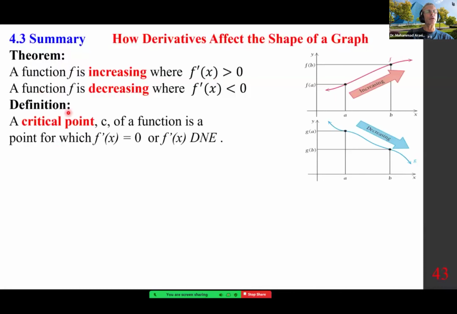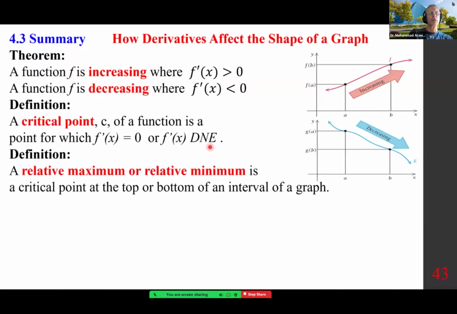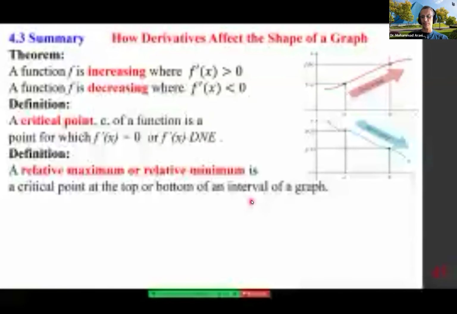A critical point, definition: a critical point of a function is a point for which f prime is 0 or does not exist, DNE. A relative maximum or relative minimum is a critical point at the top or the bottom of an interval of a graph.